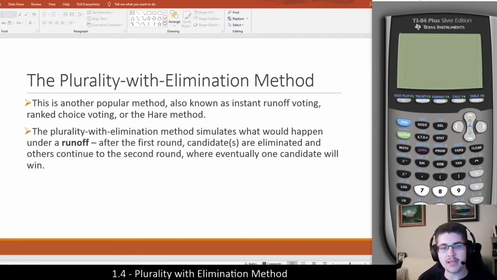The plurality with elimination method is next up in our book, and it's often referred to as the Hare method, or instant runoff voting, or ranked choice voting. The idea behind the plurality with elimination method is, first of all, obviously it's going to be using the plurality method, but also feature a component where we're eliminating candidates as well.